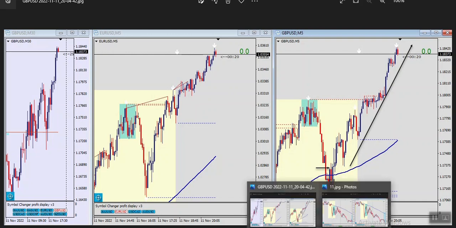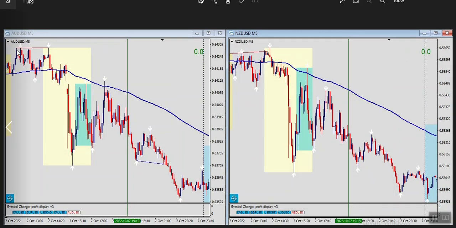Let me give two other examples that I have here. Look at what happened here. This is AUD/USD and NZD/USD. So here you see price hits the 150 exponential moving average, and it created a higher high here. So this is a lower high, and price created a higher low here. They created a higher high here.